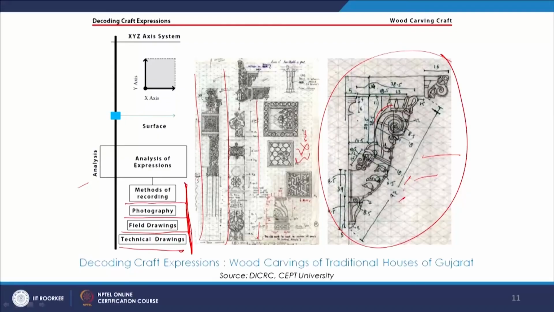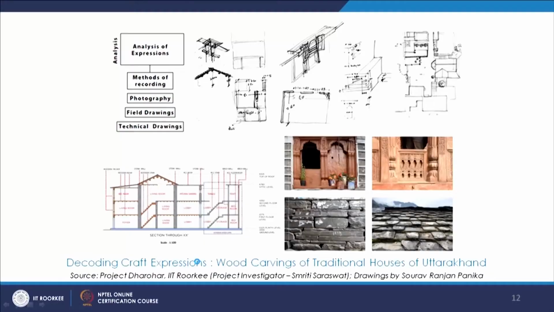These kinds of systems are really important to be understood while working on an academic project, to come up with a synthesis of what has been studied. This is from the work done in Uttarakhand, again seeing the methods of recording, the photography that has been done, through which angle, what details are being captured in the camera, and some field drawings, the sketches that are cursory, and then later they are translated into technical drawings with full details.